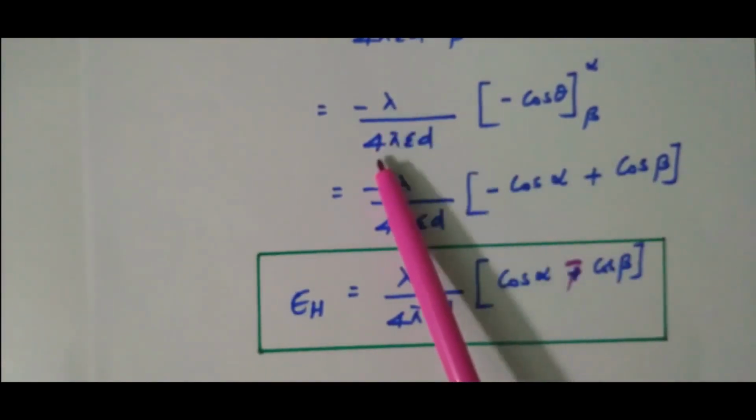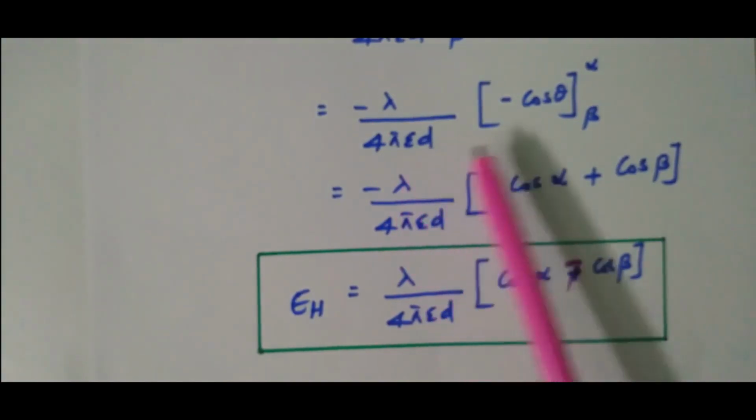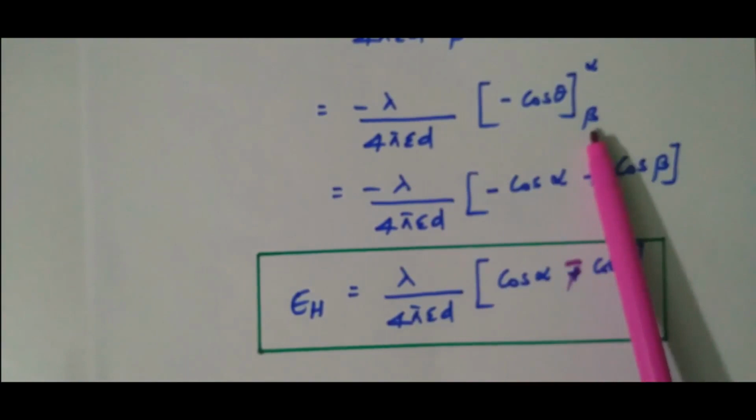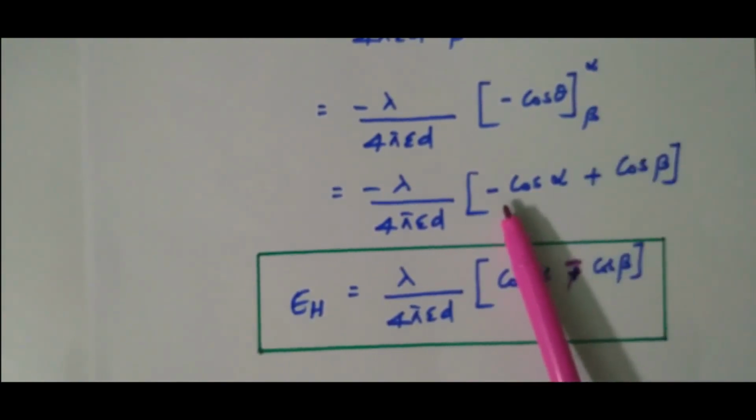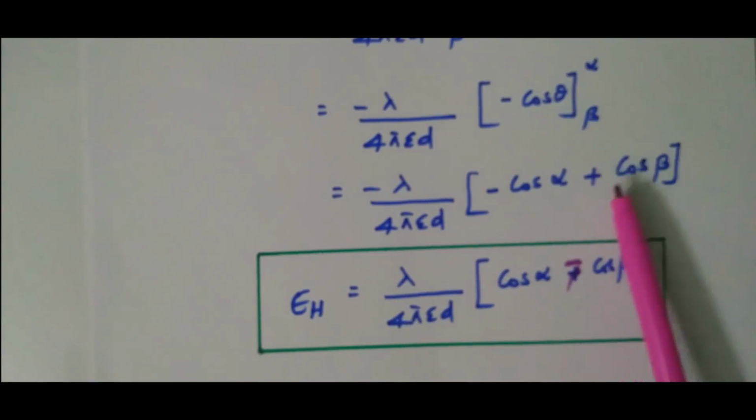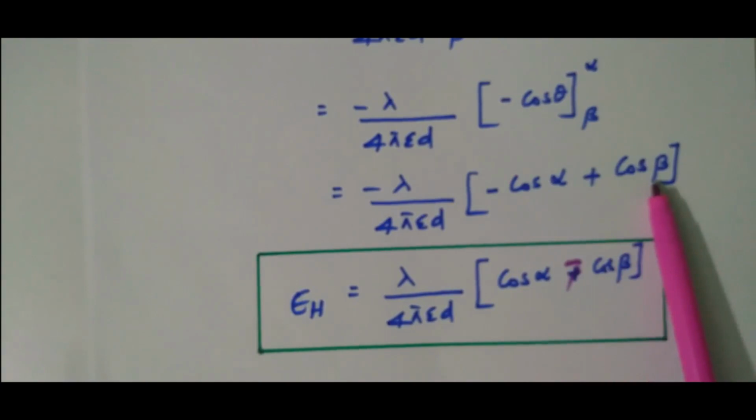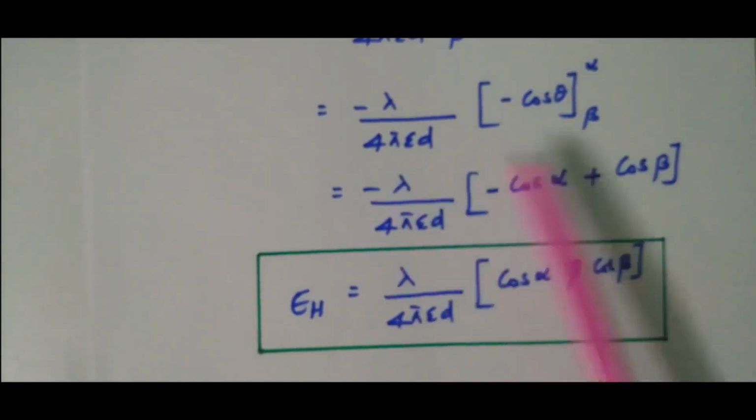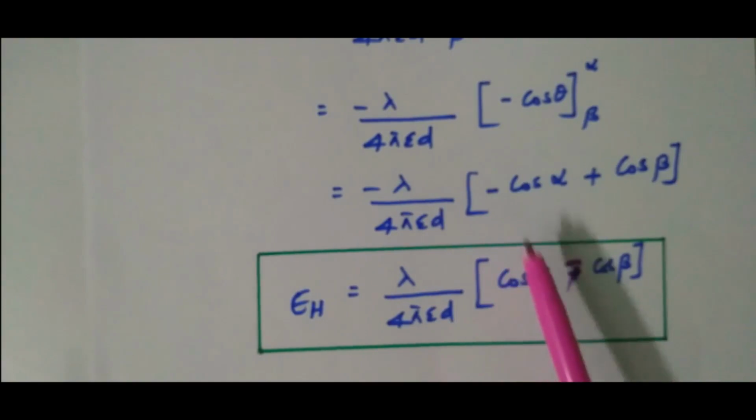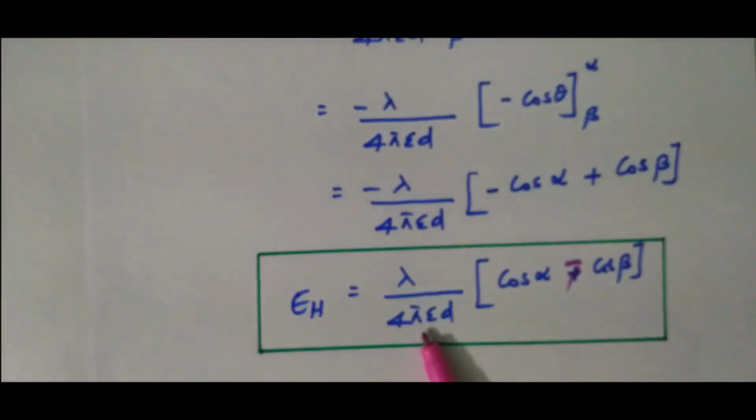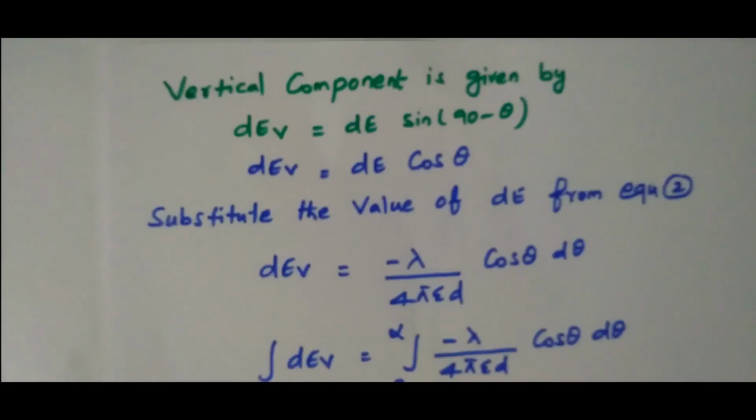So minus lambda divided by 4 pi epsilon d, the integral of sin theta is minus cos theta with limit beta to alpha. You substitute the limit: minus cos alpha. While substituting the lower limit, one negative will be there, already one negative is there, so it becomes positive cos beta. So you multiply inside the negative so that it becomes positive: cos alpha minus cos beta. EH equals lambda divided by 4 pi epsilon d, cos alpha minus cos beta. So this is the horizontal component. We got the expression for the horizontal component.